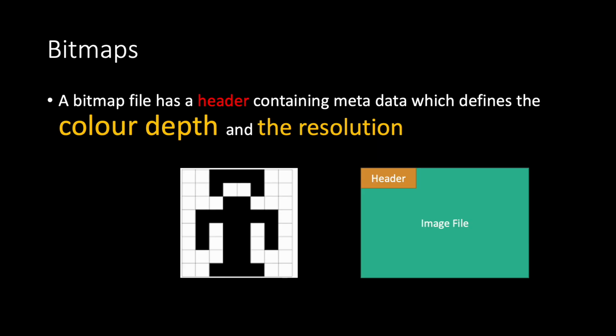Well, we have to store additional data for each bitmap file, which is called the header, highlighted in red here. So a bitmap file has a header containing metadata which defines the color depth and the resolution to help the computer display the rest of the image properly. So for the image file itself, there will be a section of header which has nothing to do with the image itself, but it stores some data about the image.